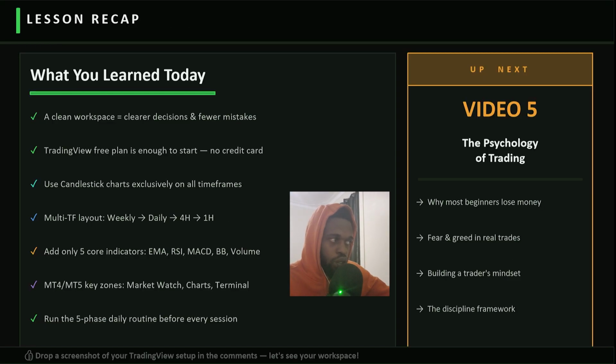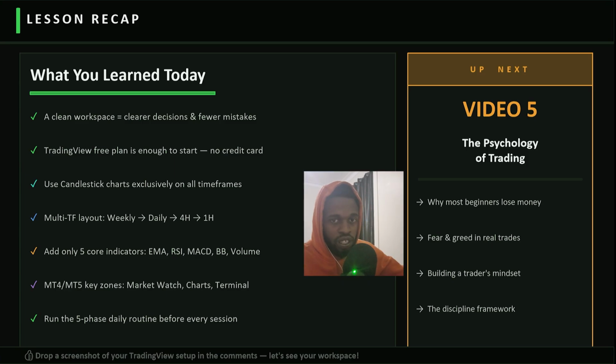So this is what you've learned today: a clean workspace, TradingView, the candlestick charts, multi-layout of the time frames, 3 to 5 indicators or more, some of which we've looked at, the MT4 and MT5, and the five-phase daily routine before every session. That is the summary of what we've learned today.